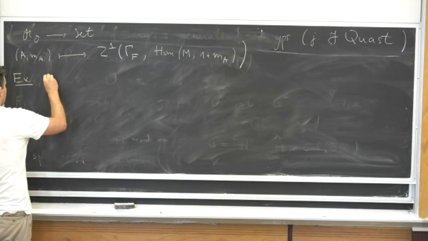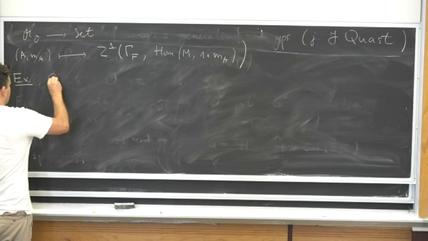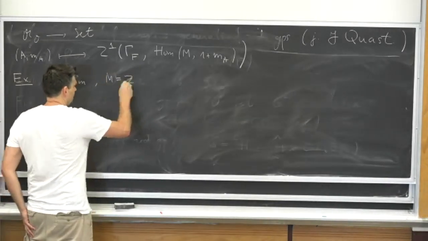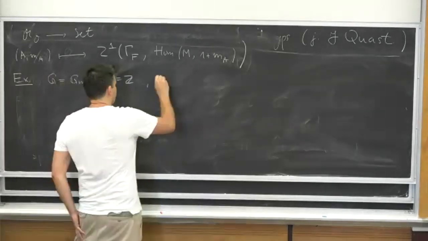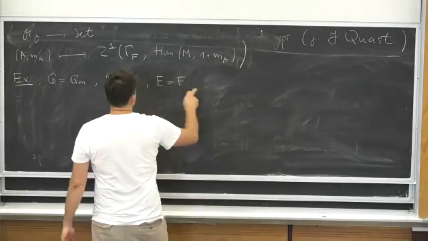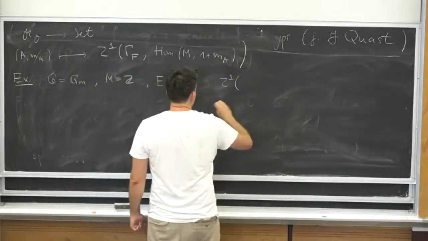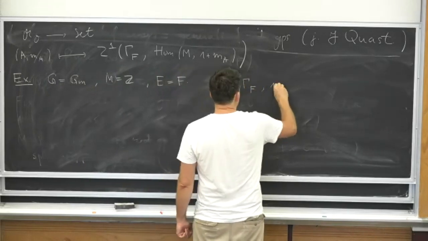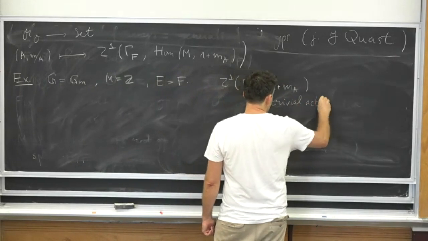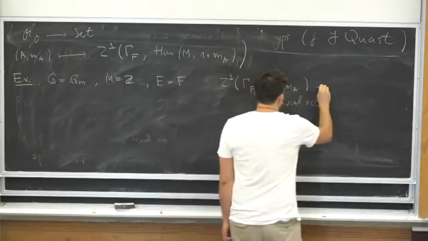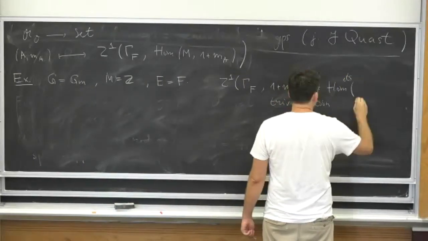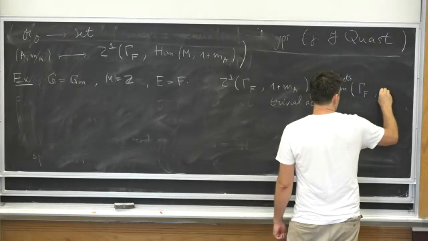Okay, so what happens if you take G equal to GM? So M is and Z, as I already explained, and E is equal to N. Right, so in this case, this functor is just Z gamma F 1 plus MA with trivial action. Right? And this is the same thing as Hom. So this is just continuous gamma F 1 plus MA.